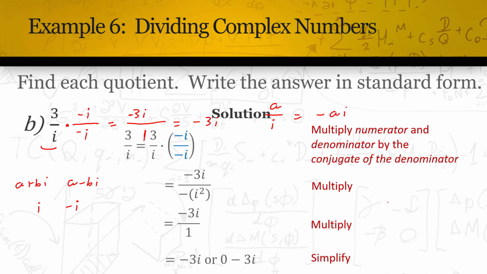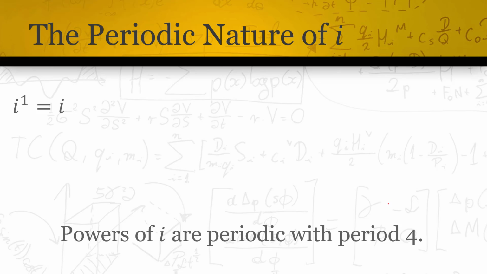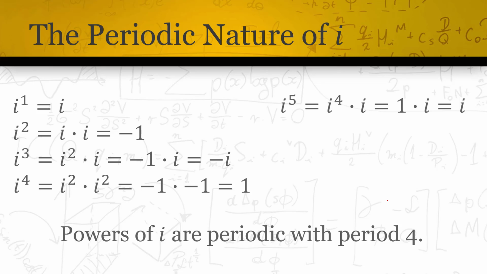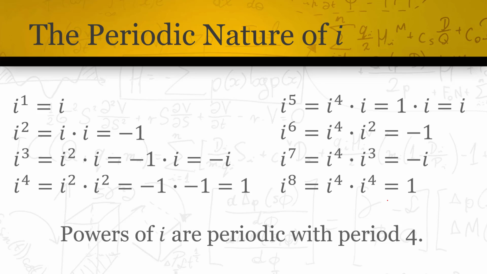Now we want to talk about the periodic nature of complex numbers. So we have here that i to the first power, of course, is equal to i. i squared is i times i, which is -1. i cubed is i squared, which is -1, times i, which is -i. And then i to the fourth is i squared times i squared, -1 times -1, or 1. When we get to i to the fifth, it repeats, because that's i to the fourth, which is 1, times i, which is i. And of course, we could continue the cycle. i to the sixth is -1, i to the seventh is -i, and i to the eighth is 1. And notice that the powers of i are periodic with period 4.